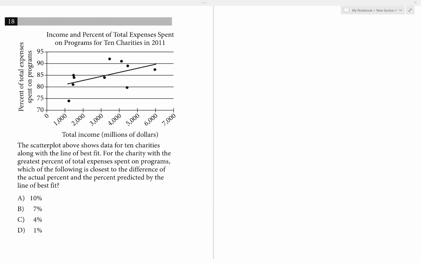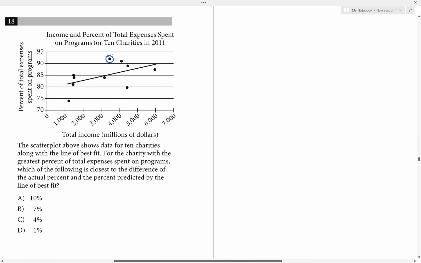Okay, so for the charity with the greatest percent of total expenses, if you look at all these dots, which one is the charity with the greatest percent of expenses? That's the Y value, the percent of total expenses. So the one with the highest percentage is the dot with the highest Y value. It has to be the highest point that we have, which is this point. So we're talking about this point here.